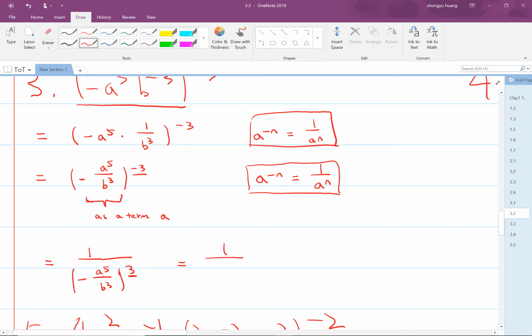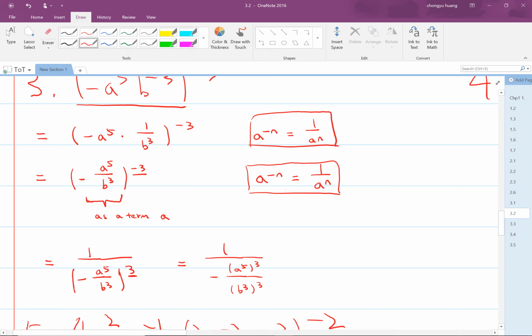I think I have to show you the details. So we still are going to have 5, we still are going to have negative, and then what we have at the top is a to the power 5, bracket to the power 3, right? And at the bottom what we have is b to the power 3, bracket to the power 3, right? So that's the detail part.